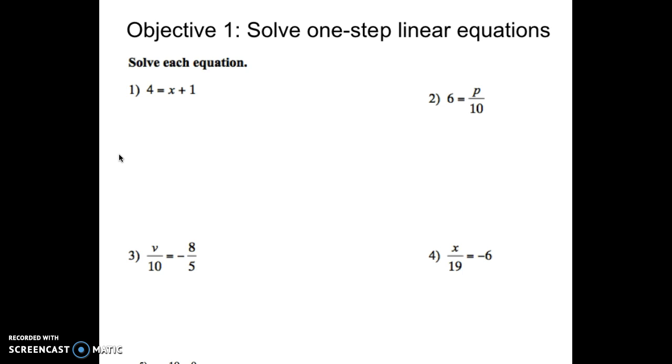In number 2, it says 6 equals p divided by 10. In order to get the variable p by itself, I need to do the opposite of whatever the operation is that's encountering p. Right now it's being divided by 10, so I need to multiply by 10.